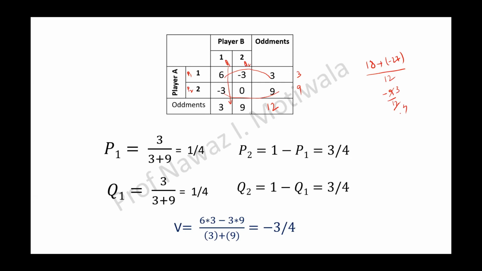That means there is a loss at the end. There is a loss to player A of value minus 3 by 4, or not minus 3 by 4. You can tell, if I am saying loss, it will be only the value. So finally it is a loss to player A by 3 by 4 units.